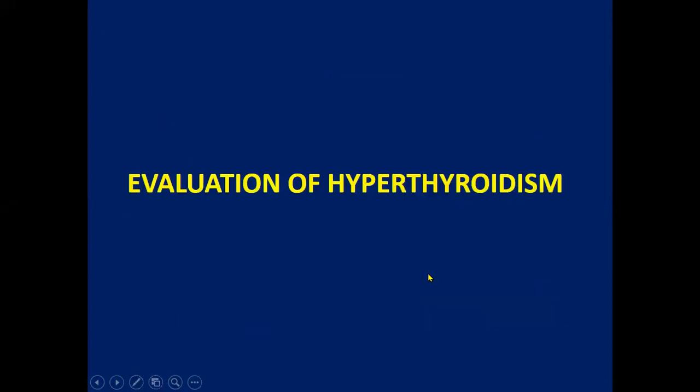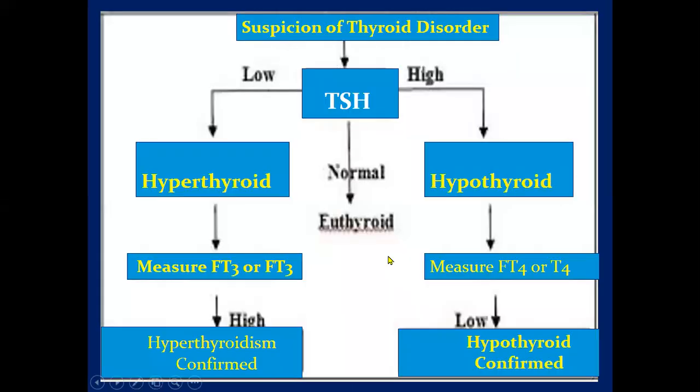How can we evaluate hyperthyroidism? What test can we go for? First of all, if there is suspicion of a thyroid disorder, just go for the TSH levels. If it is normal, then the patient is euthyroid. Euthyroid means no thyroid abnormality, thyroid functioning is normal. If it is low, then you must suspect hyperthyroidism, whatever the cause.